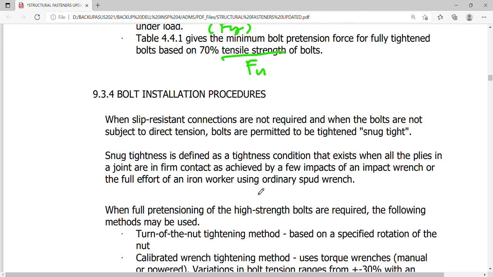Or manually, it's the full effort of an iron worker using an ordinary wrench. Okay, no extensions, no other leverage, no use of your whole weight to tighten it. It's a full effort of using your hand by an iron worker. I mean, say you are really a machine worker, which has some knowledge on the tightening of bolts and nuts.